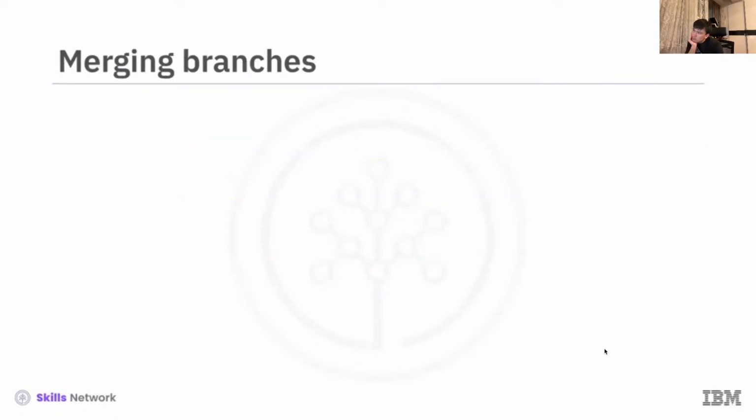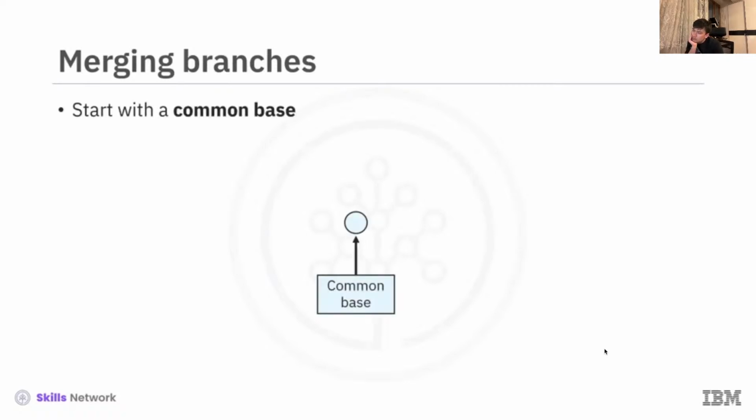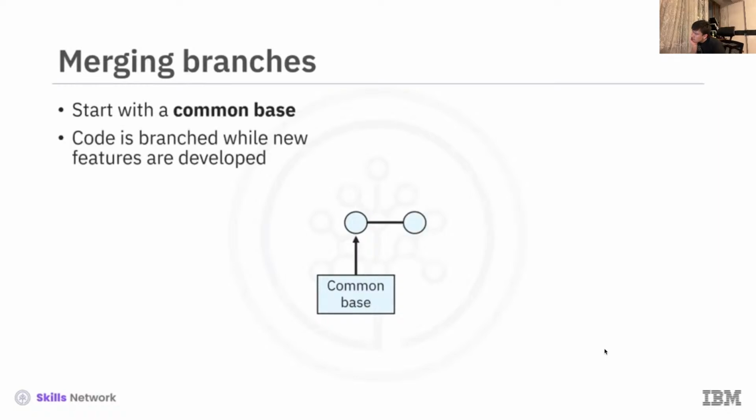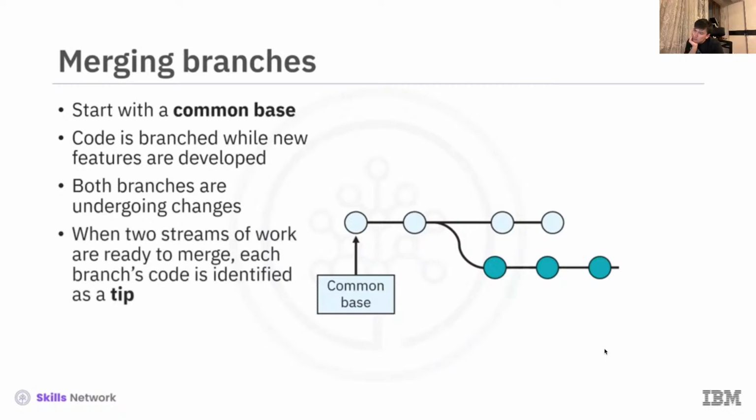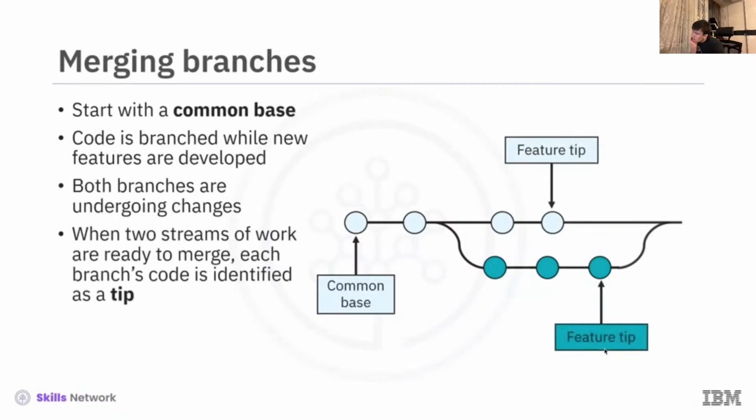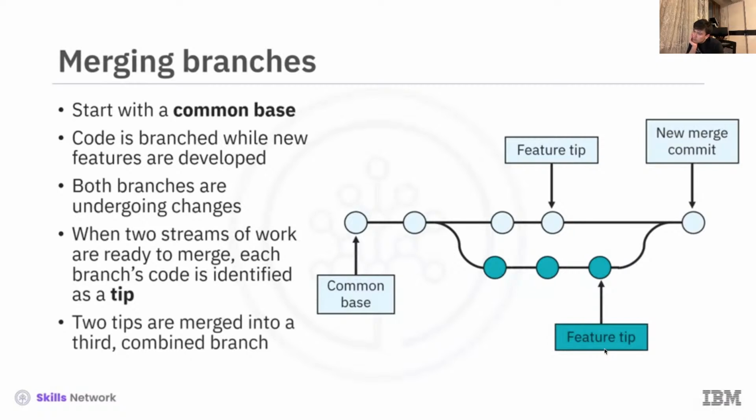GitHub branches can be very complex for large software projects. For a simple project such as the ones we are exploring, consider the following. Start with a common base, the initial source for this project. At one point, the code is branched while new features are developed. In this example, both branches are undergoing changes. When the two streams of work are ready to merge, each branch's code is identified as a tip, and the two tips are merged into a third, combined branch.